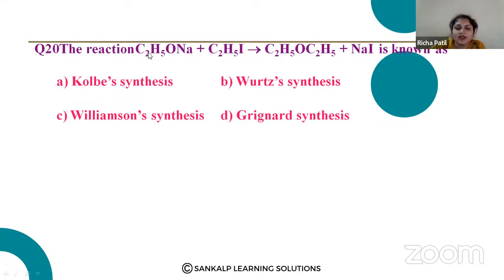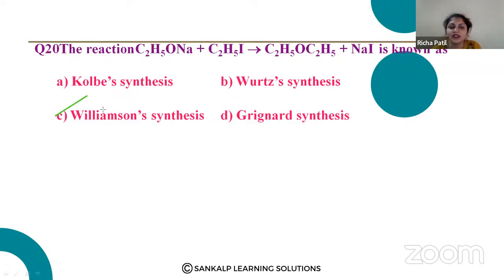So the reaction: C2H5ONa plus C2H5I gives you C2H5OC2H5, diethyl ether, plus NaI. Which reaction is this? Yes, Nandish, Lohit Kumar, correct. The correct answer is Williamson's ether synthesis. Okay, so it is Williamson ether synthesis.